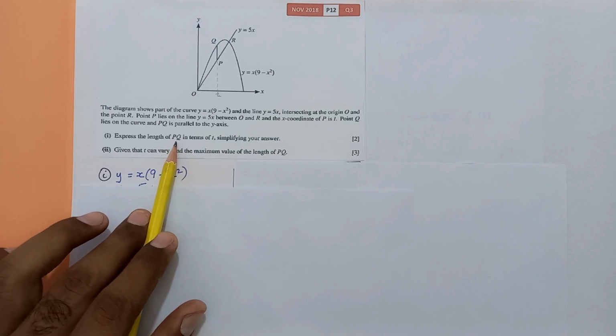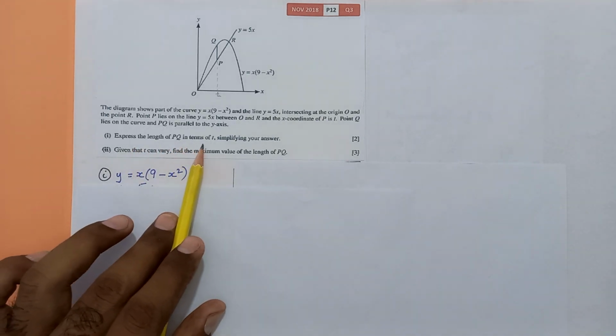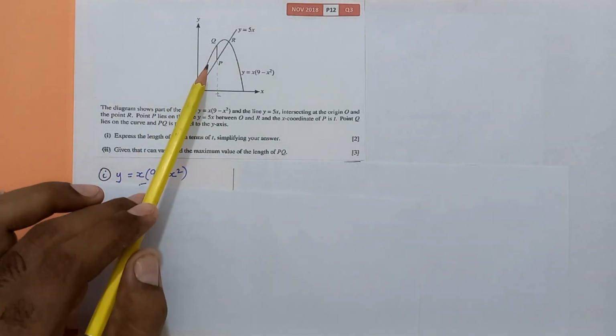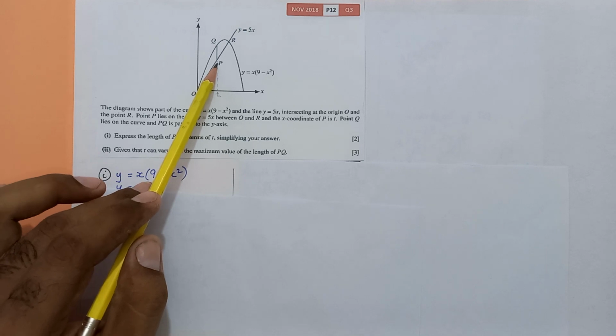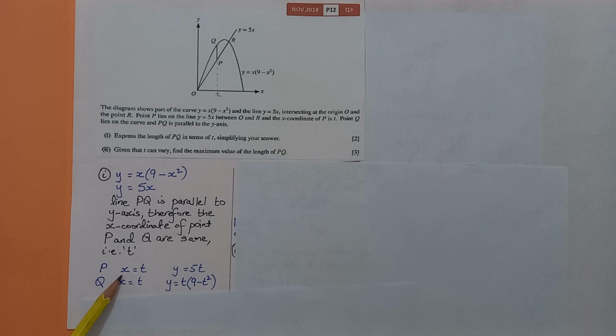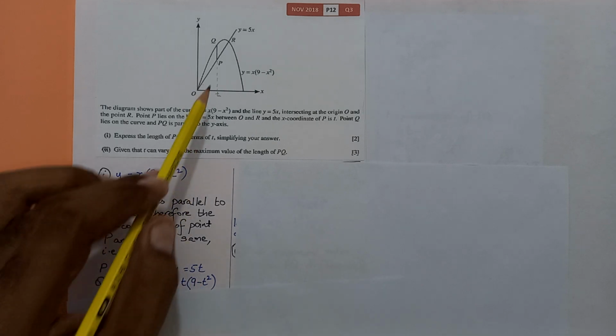According to the question, express the length of PQ in terms of t, simplifying your answer. Length means finding the distance. So very easy. They have given us the x coordinate of P, which was t. If the x coordinate of point P is t, the equation of the line is y equals 5x, so instead of x I am writing t. That means the y coordinate is 5t for the point P.